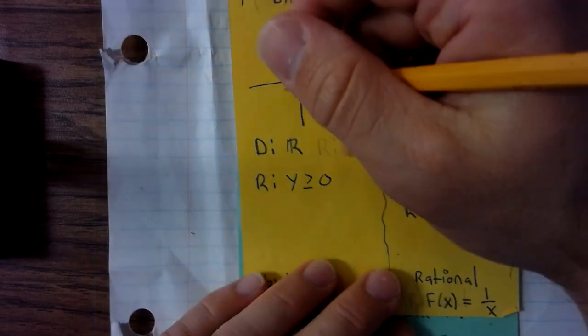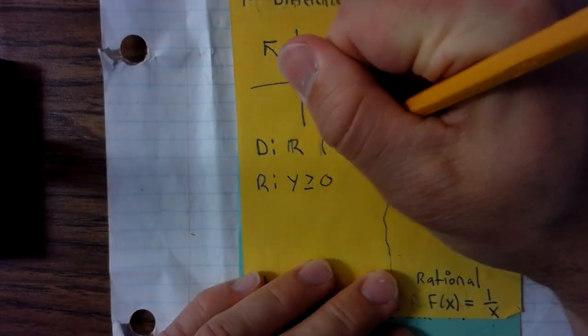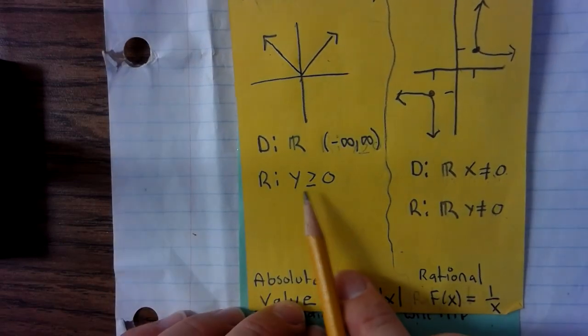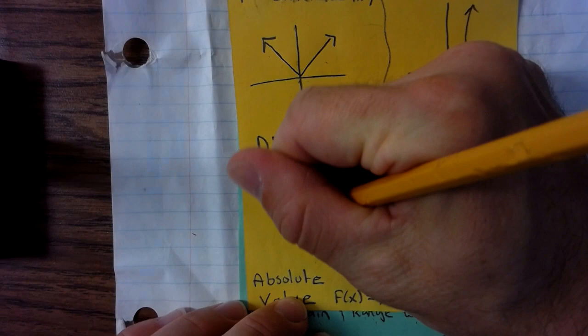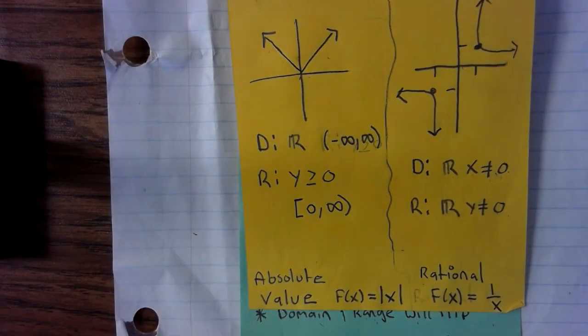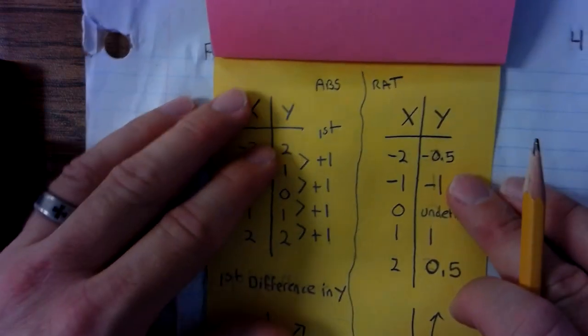And then domain, again, R is fine, but I would write it as negative infinity to positive infinity. And range is y greater than or equal to 0, which again I would write as bracket 0 to infinity. That's the absolute value. All right, now let's take a look at the rational.